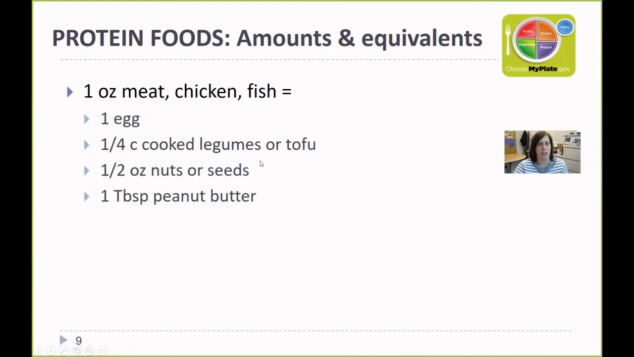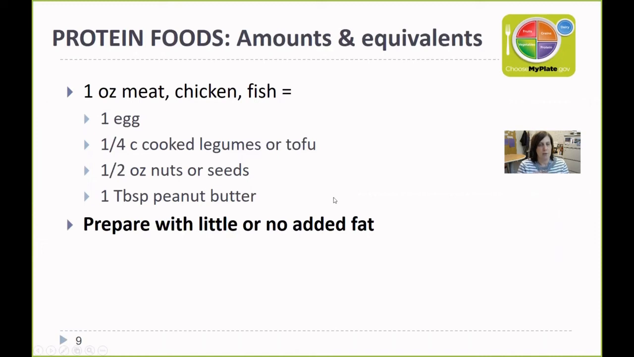How does this work in legumes? So one egg is equal to a 1 ounce protein foods equivalent. A fourth cup of cooked legumes or tofu is considered a 1 ounce protein foods equivalent. A half ounce of nuts or seeds is considered a protein foods equivalent, or 1 teaspoon of peanut butter. So with this, the consumer message is prepare with little or no added fat.